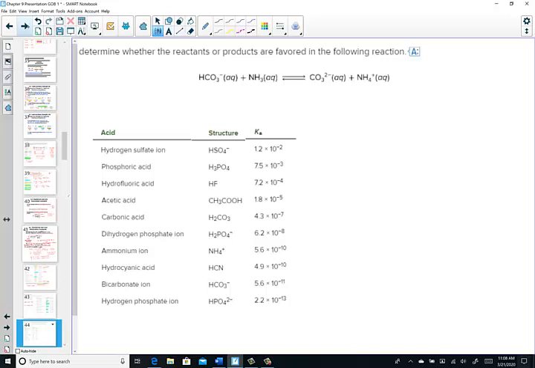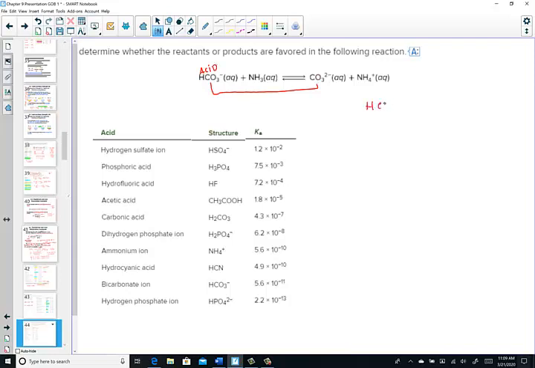Determine whether the reactants or products are favored in the following reaction. Do you remember our strategy? I want to know which side of the equilibrium is being favored. To do so, I want to hook together the conjugate pairs, those that only differ by a hydrogen ion, and I want to identify the acids on both sides of the arrow.